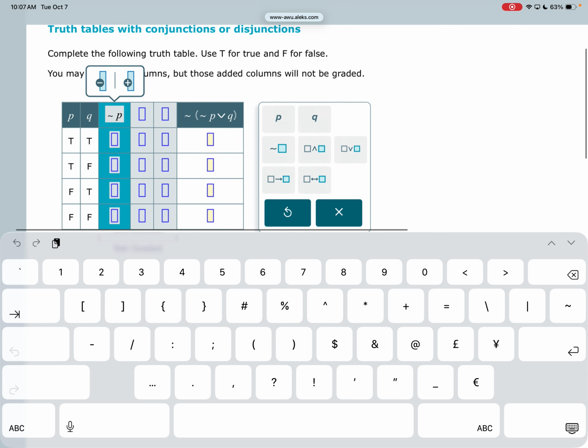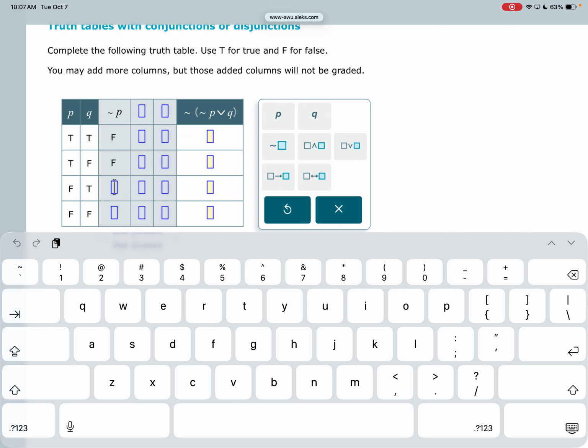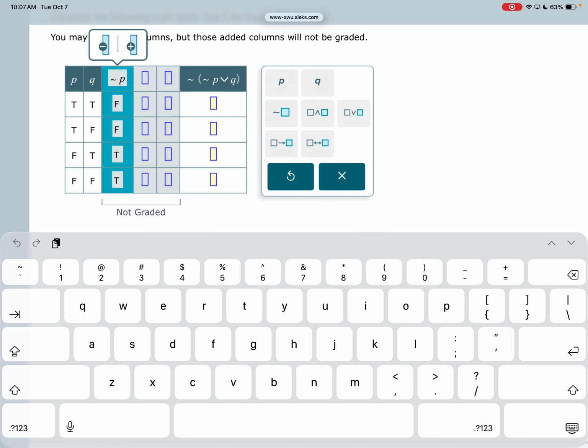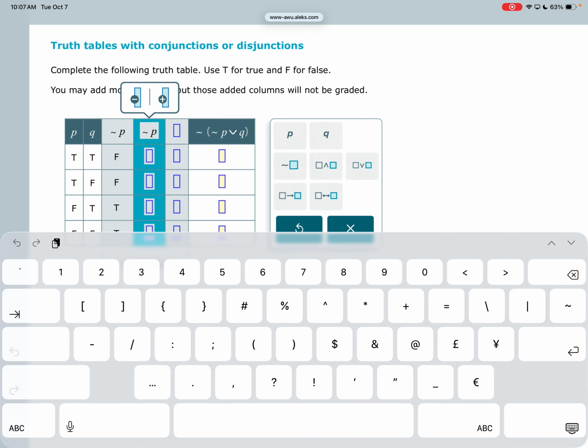So I am looking at the first column. I'm looking at the first column and doing the opposite of it. Right? Y'all with me so far? Okay, so I'm only looking at the first column and doing the opposite. False, false, true, true. All right. So here's where things get a little tricky. Now I'm going to do the inside the parentheses.